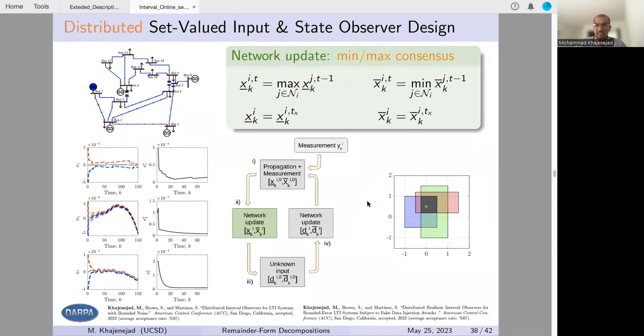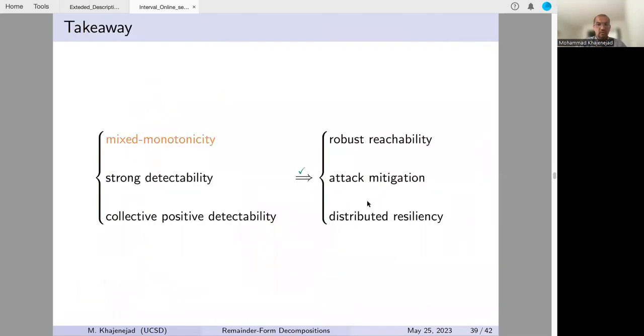All right, so this more or less concludes what I wanted to talk about, with this main takeaway: leveraging mixed monotonicity along with some other dynamical systems properties such as strong detectability and collective positive detectability, we can design robust reachability analysis algorithms, do attack mitigation, and also study distributed resiliency in cyber physical systems.